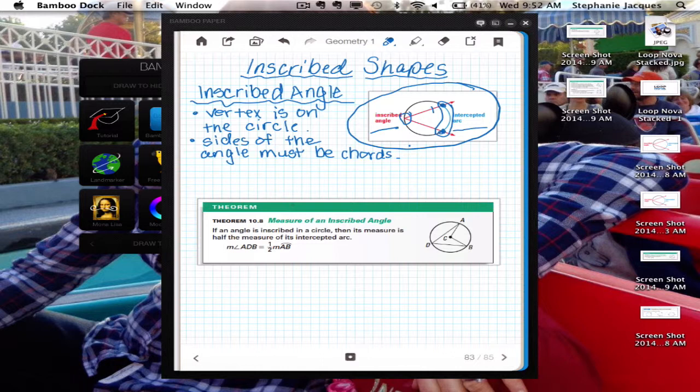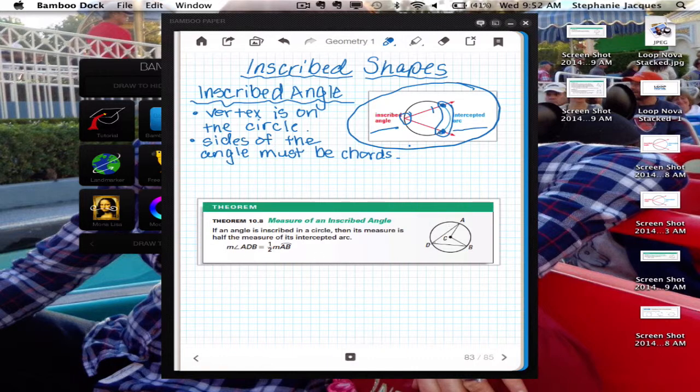So for theorem 10.8, it says measure of an inscribed angle. So we'll be able to find that angle measurement. So let's look at our picture right now. We know it's inscribed because the vertex is on the circle, and the lines coming out form chords. And so you have A, B, and D with your drawing. And then the C is the center, and they're just attaching those lines here and there. So it says if an angle is inscribed in a circle, which this one is, then its measure is half the measure of its intercepted arc. So if you have an angle here, it's going to be half of whatever this is. And then there's that nice formula to help you find it out.